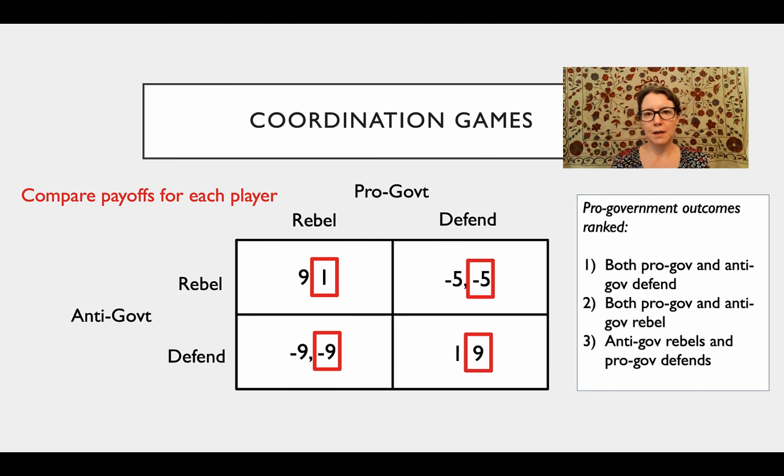We do the exact same thing for the columns, for the pro-government forces. Here, the 9, the highest possible outcome for pro-government forces is when both pro-government forces and anti-government forces remain loyal. This makes sense. The government still stands. The next best outcome for them is when the anti-government forces choose to rebel, and then the pro-government forces rebel as well. They defect. A worse outcome for the pro-government forces is the same as it is for the anti-government forces. They both are seeking to avoid conflict because there'll be loss of life.